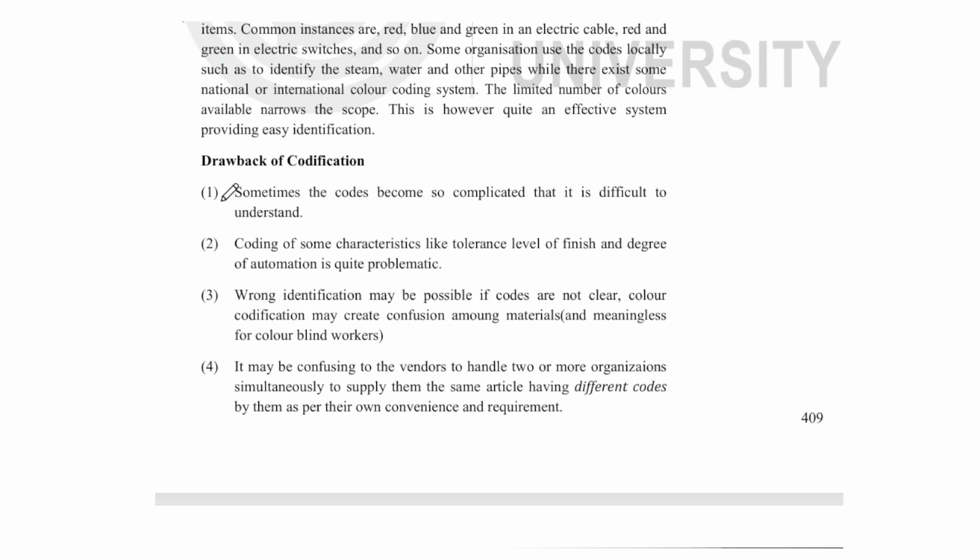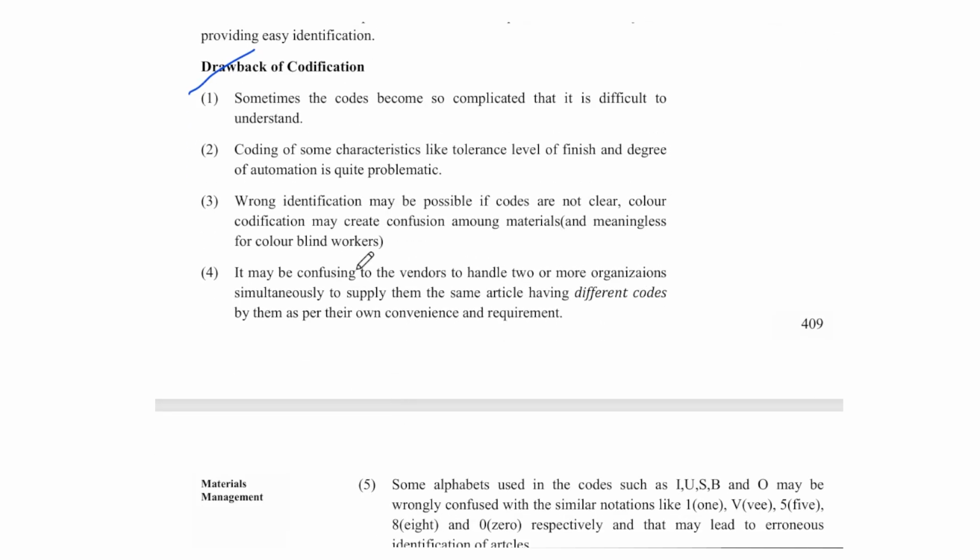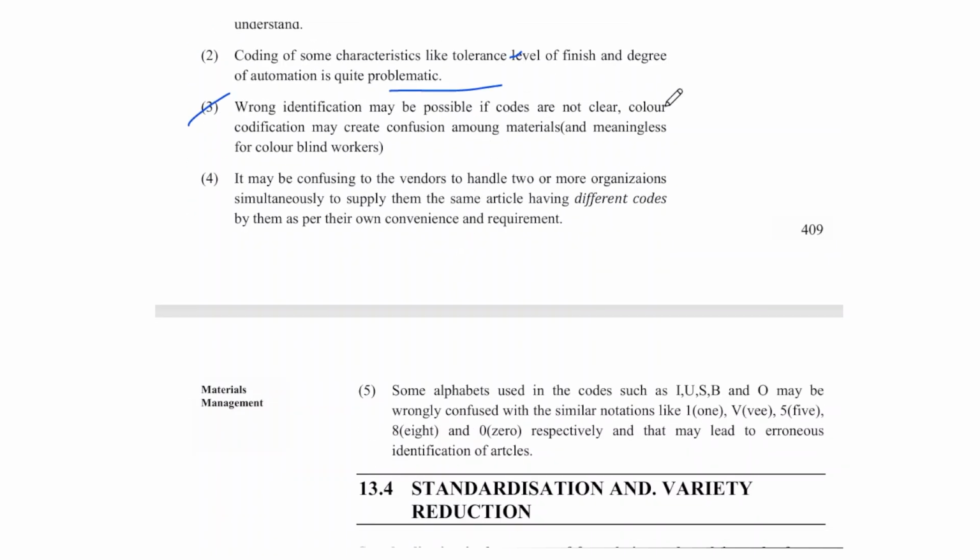Okay. So, what are the drawbacks of coding? Sometimes the codes become so complicated that it is difficult to understand, and coding of some characteristics like tolerance level, degree of finish and degree of autonomy is quite problematic. And wrong identification may be possible if codes are not clear.